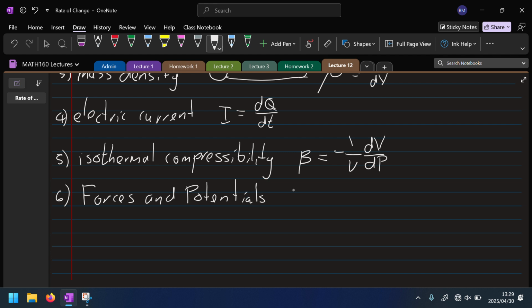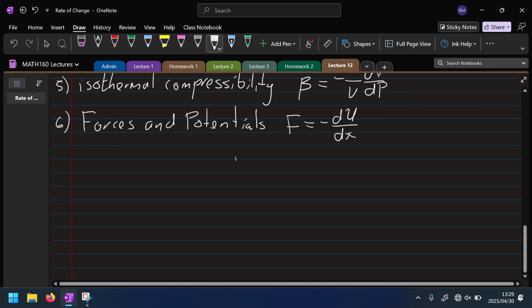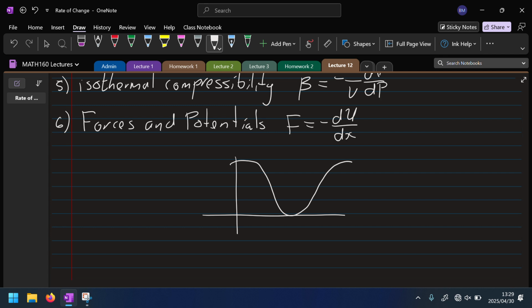Okay, so given some potential u, we can define the force F as minus the rate of change of the potential with respect to x. So just as a little example for that last one, let's say we have some potential looking like this. Then at every point, we can look at the rate of change of the potential. So let's say you start over here, and you're walking that way. As you're walking from left to right, you can see the potential is this value. You walk a bit, it changes with respect to x. And then from that, you can determine the force.